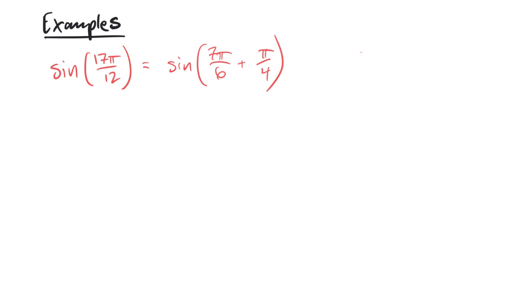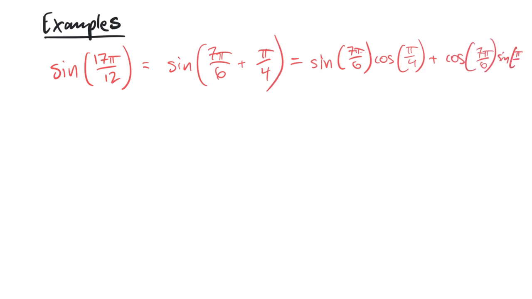Seems about right, because this would be, yeah, I think we're good there. That's 14 twelfths plus 3 twelfths, yep. So now that I've broken it up, I'm going to rewrite it using the identity. So I have sine of the first angle times cosine of the second angle plus cosine of the first angle, running out of room, times sine of the second angle.